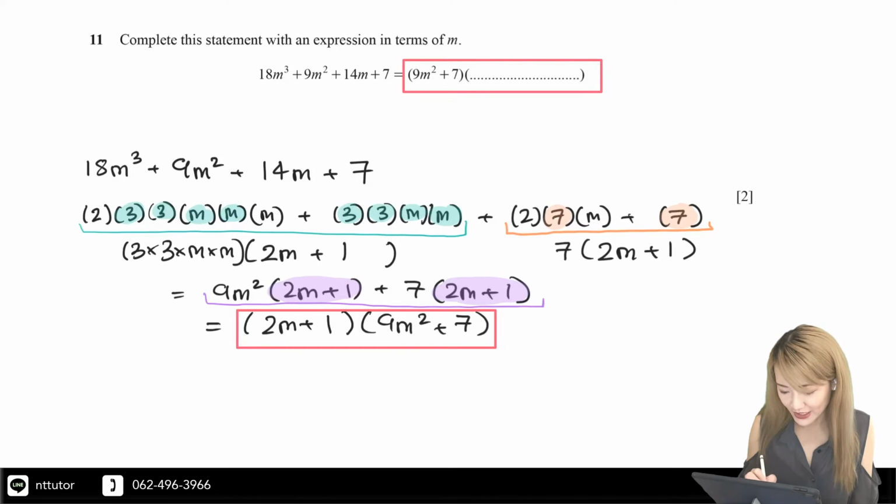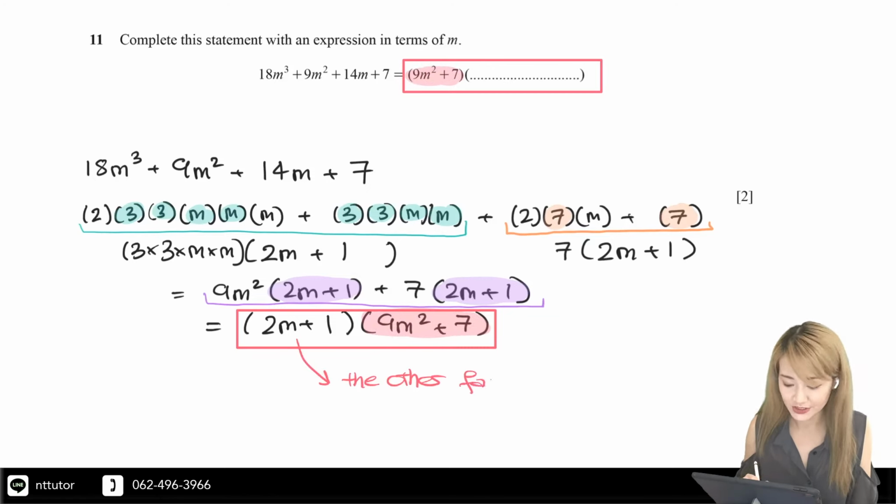And you can see that we have the common factor 9m squared plus 7. So the other term is what goes in the empty space. So that means that the other one is 2m plus 1. So we can write 2m plus 1 in that empty space over there to complete the statement.